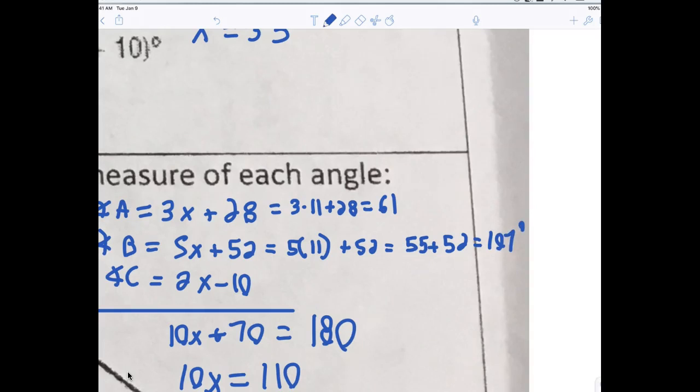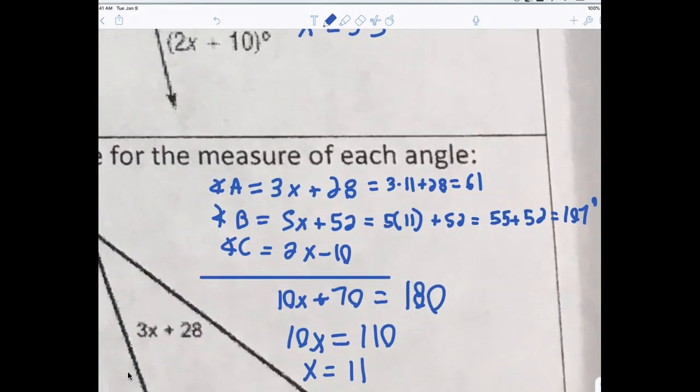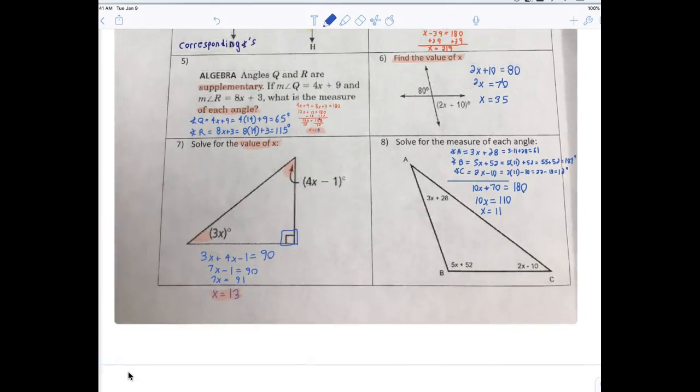Now angle C. Angle C equals 2 times 11 minus 10. 22 minus 10 equals 12. Very, very good. 12 degrees. Just put the degree symbols for each one of those. I'm really happy with that. So that's all of those.